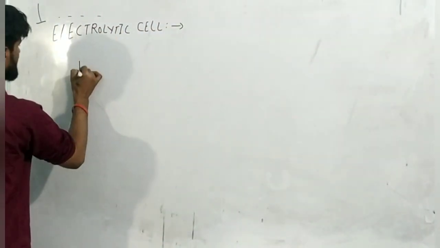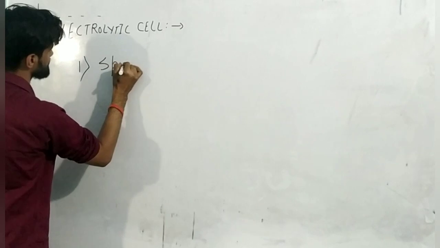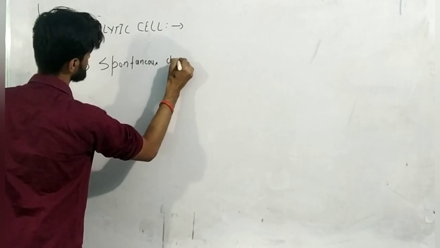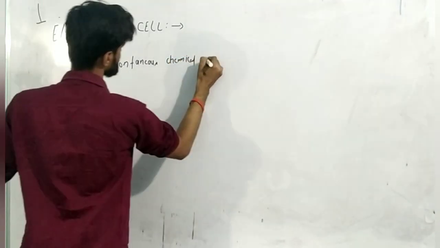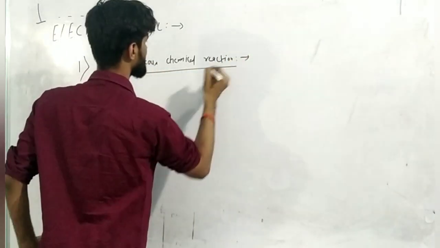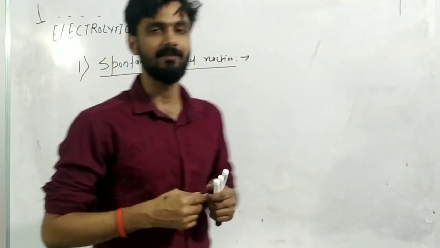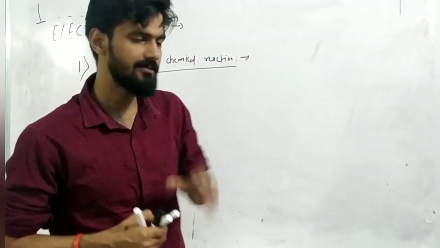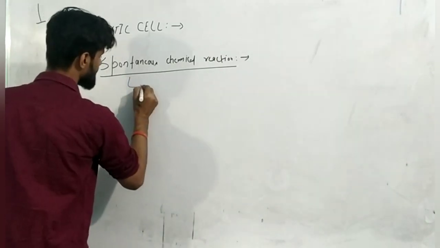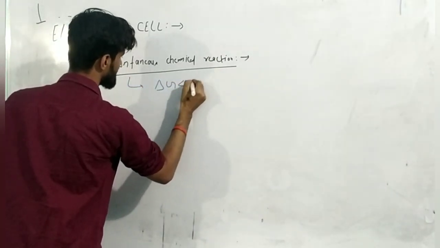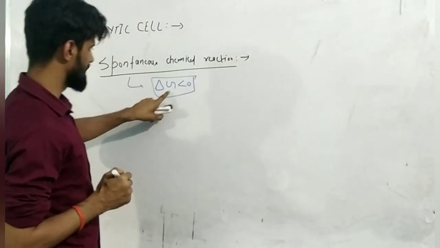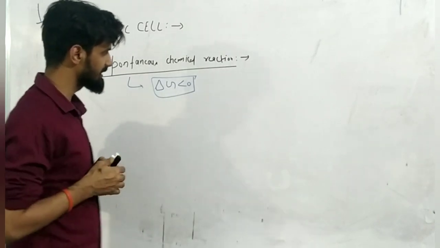So I am writing here the spontaneous chemical reaction. I think you have already studied this in the thermodynamics topic, but I am just giving a brief view. A reaction for which the Gibbs energy change delta G is less than 0 is called a spontaneous chemical reaction. Now the question arises, how can we define delta G, the Gibbs energy?